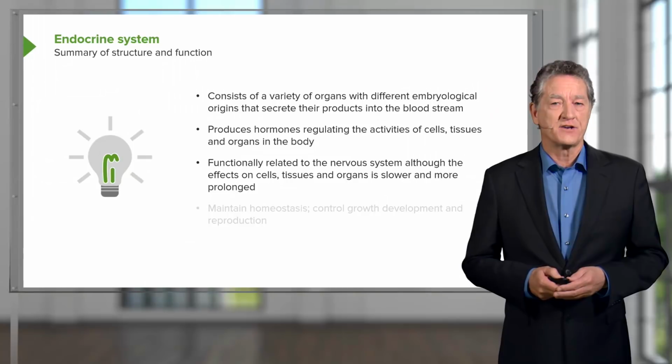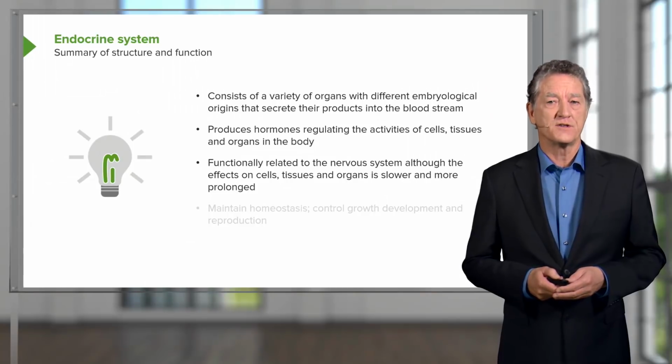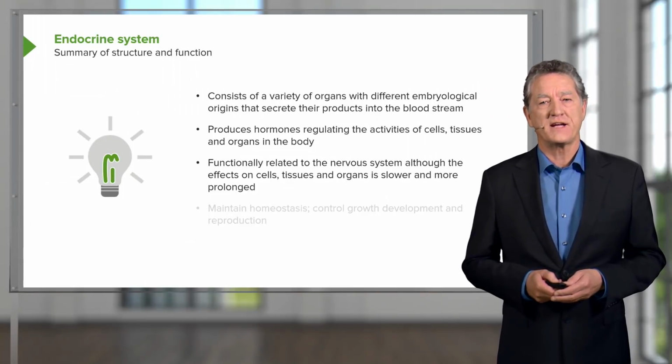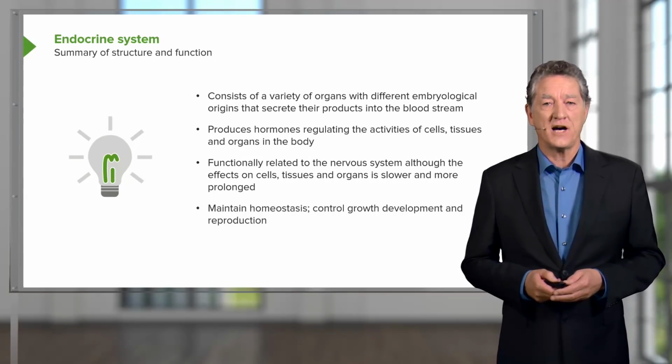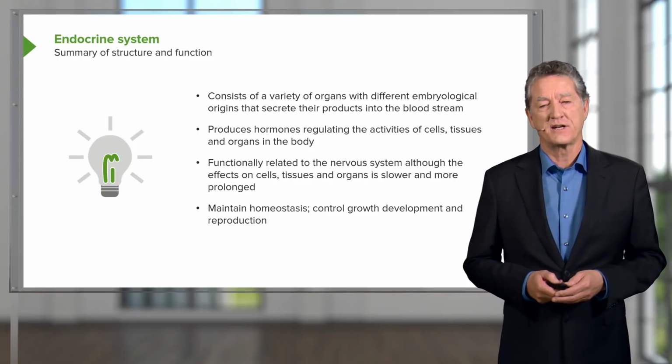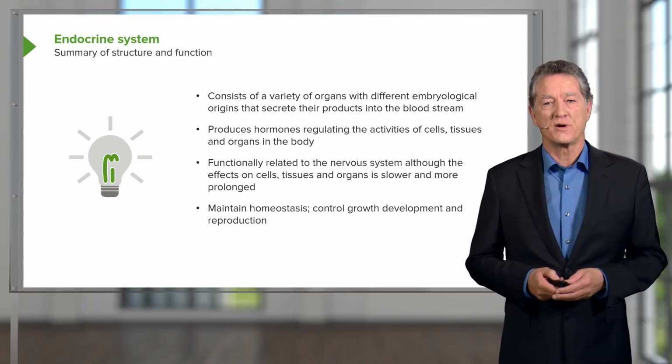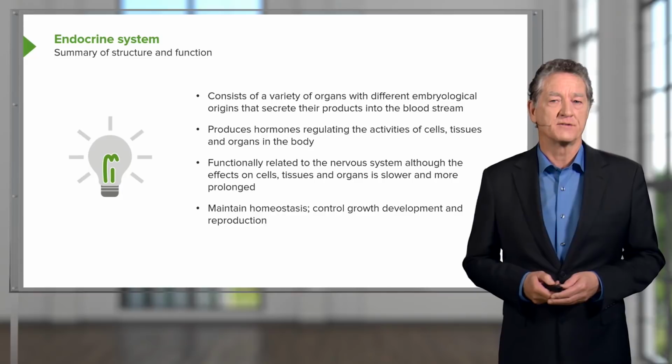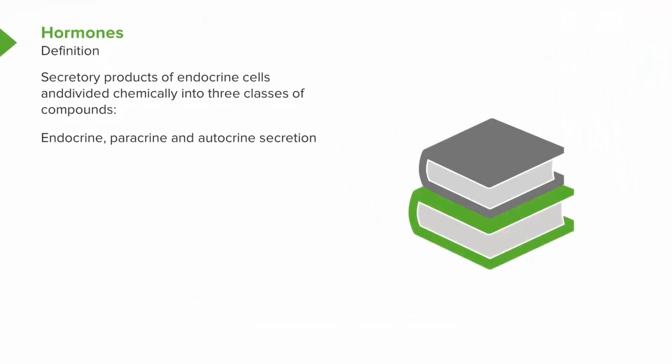They also function along with the nervous system, but their effects are often slower and more prolonged. And their vital function is to maintain homeostasis and control a number of other functions within the body, general functions such as growth, development, and also reproduction. Well, let's first of all look at a hormone, its chemical nature or structure. Hormones are the secretory products of the endocrine cells.